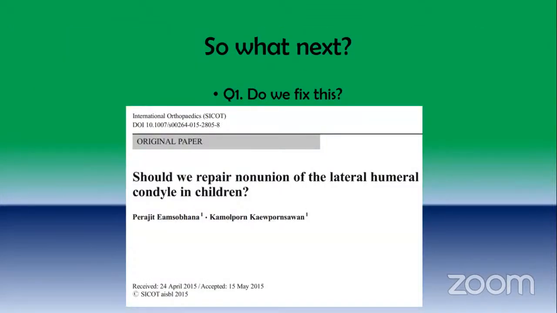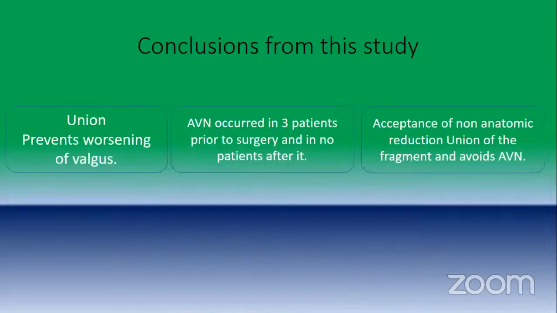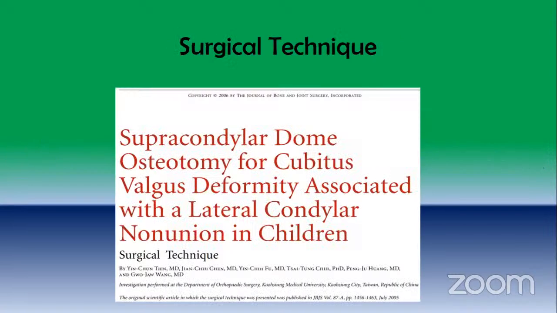There's some review of literature on whether to repair a non-union of the lateral condyle in children, especially in the pediatric population where growth is left. And this paper very well summarizes that union prevents worsening of the valgus with very little risk of AVN, and acceptance of even a non-anatomic reduction avoids the AVN and allows union to happen.